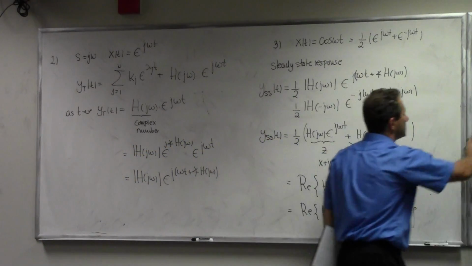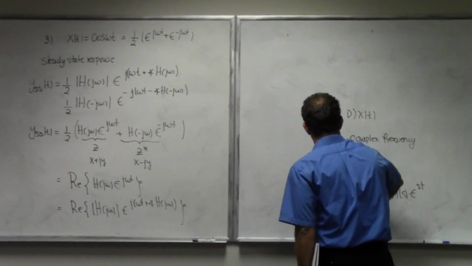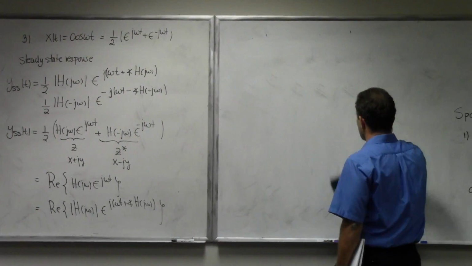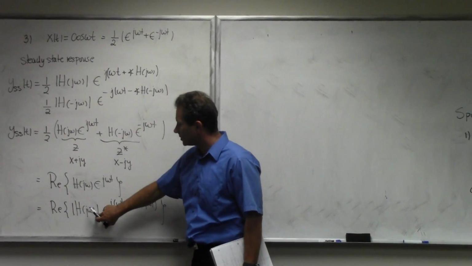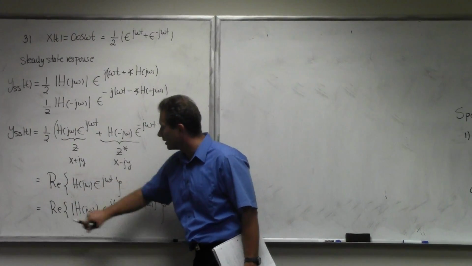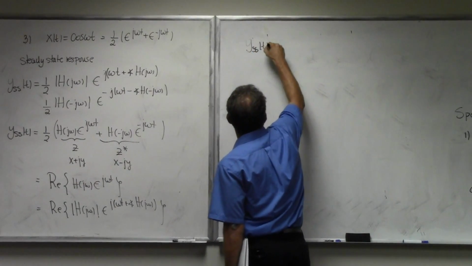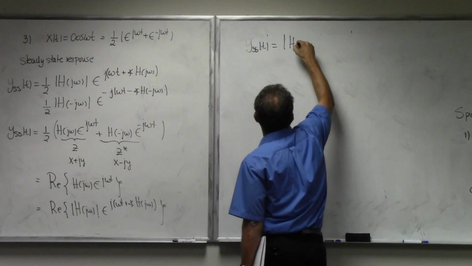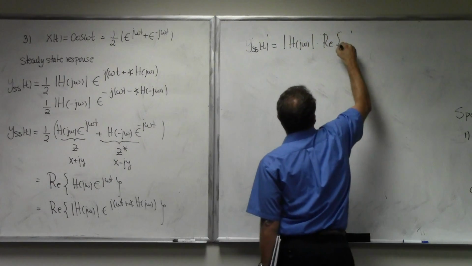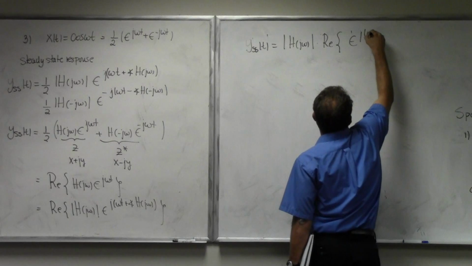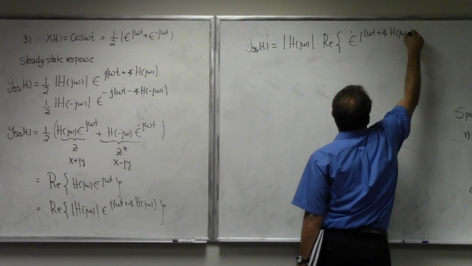But now, this last term can be rewritten once more. This magnitude of h of j omega is just a constant, positive, real constant, so it can come outside. So our y steady state of t is equal to the magnitude of h of j omega, and then the real part operating on e to the j omega t plus the angle of h of j omega.